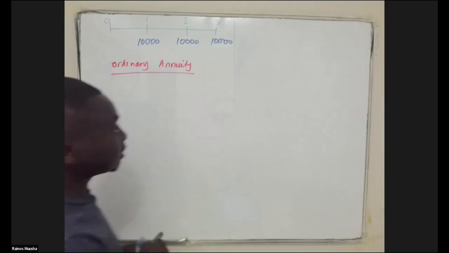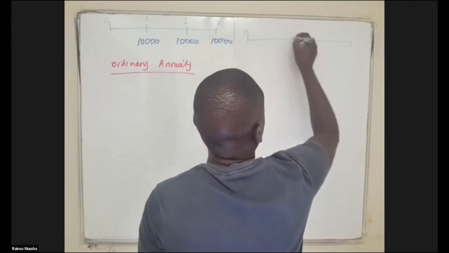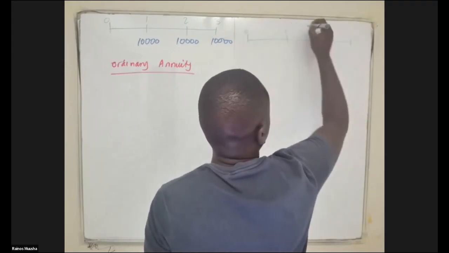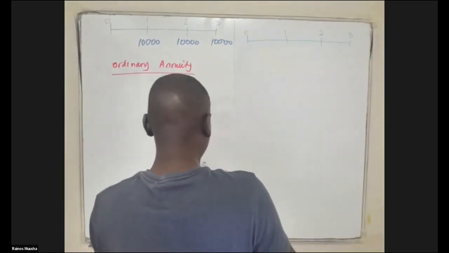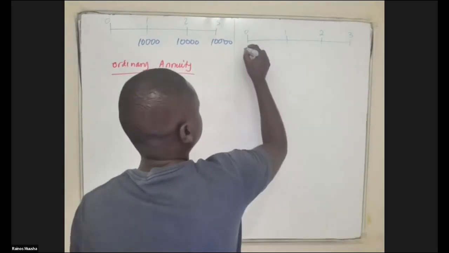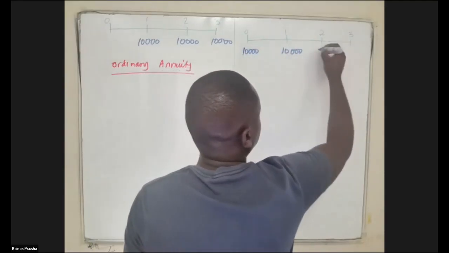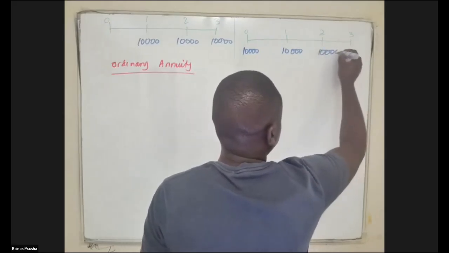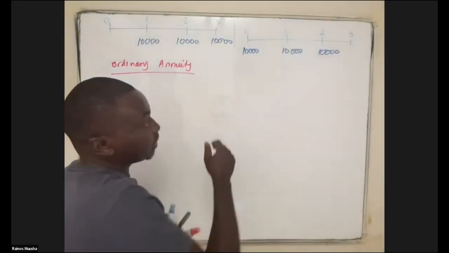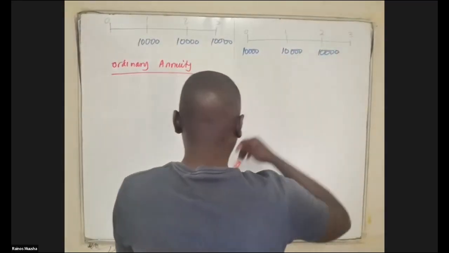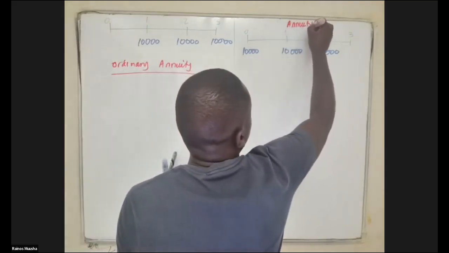Now, let's look at another example of a series of cash flows over a period of 1, 2, 3 years. The cash flow for year 1 is happening at the beginning of year 1. For year 2 it is happening at the beginning of year 2. And for year 3 at the beginning of year 3. If the annuity payments are happening at the beginning of each period, we refer to this as an annuity due.